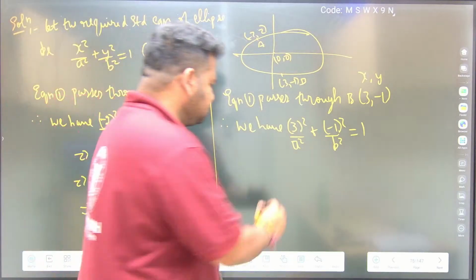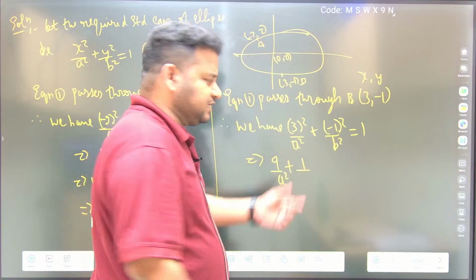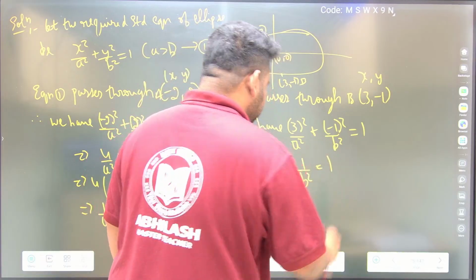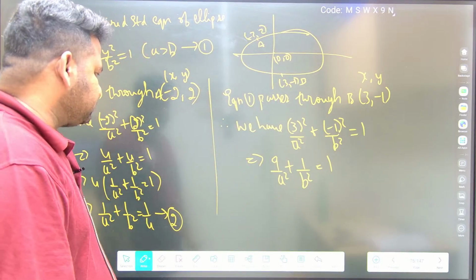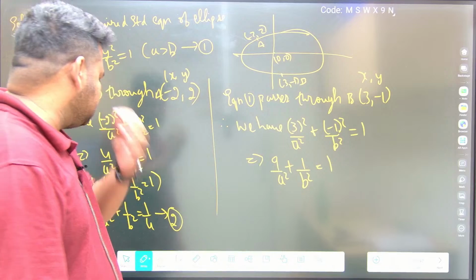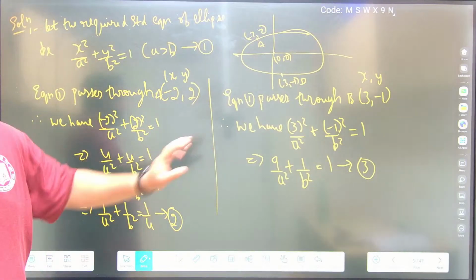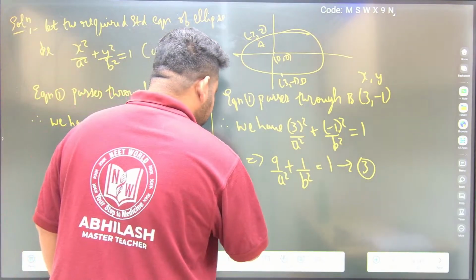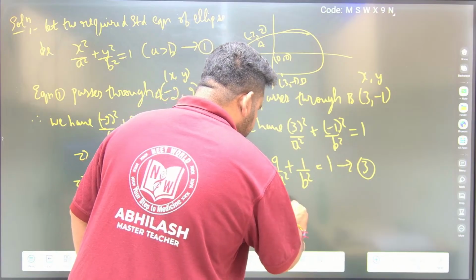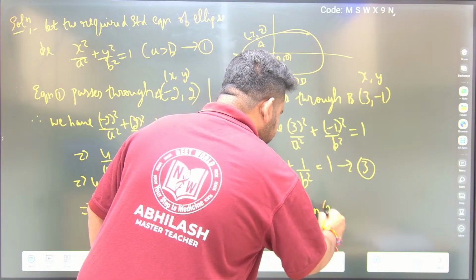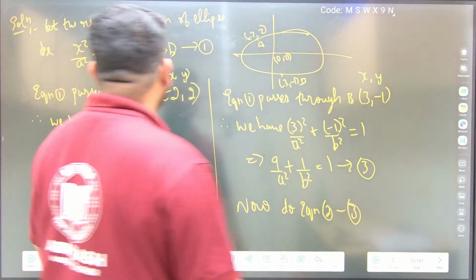Now what we should do? Simplify this. This implies 9 by a square plus 1 by b square, since minus 1 square is 1 itself, is equal to 1. Let us take this as equation 3. Now we will do equation 2 minus equation 3, because we want to get a square and b square, then only we will get the standard equation.